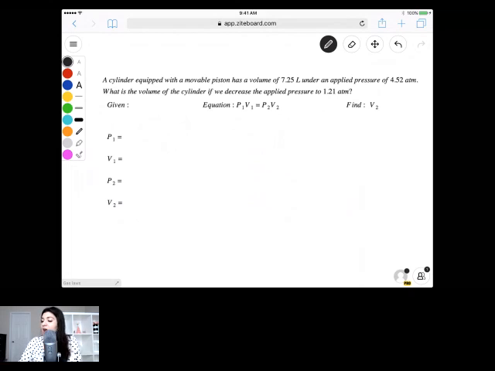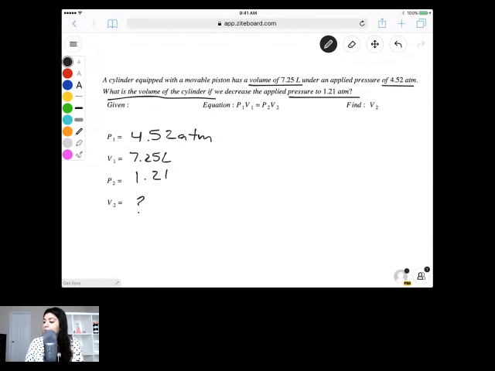And I'm just going to write down everything that we're given. So the first thing that we are given, it says a volume of 7.25. So that will act as our V1, so 7.25 liters. Then our first pressure will be that 4.52 atmospheres. And next, it's telling us what is the volume. So we're looking for V2, so we don't know what V2 is. And then next, if we decrease the applied pressure, so it's P2, which is right here, 1.21 atmospheres.